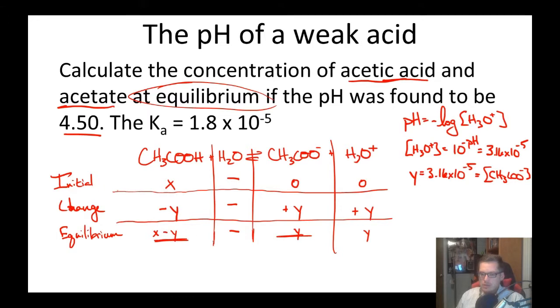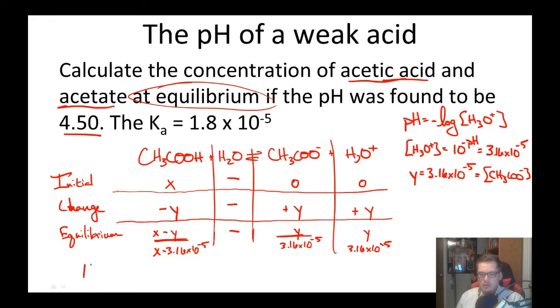Now we can start plugging things in here. So now we know at equilibrium our acetic acid is X minus 3.16 times 10 to the minus 5th. Our acetate is equal to 3.16 times 10 to the minus 5th. And our hydronium is equal to 3.16 times 10 to the minus 5th. All right, we're starting to make headway here. We still have to figure out what X is so we can subtract and then we'll be done. Because now we have half the answer. We have the concentration of acetate. So now we've got to find the concentration of acetic acid.